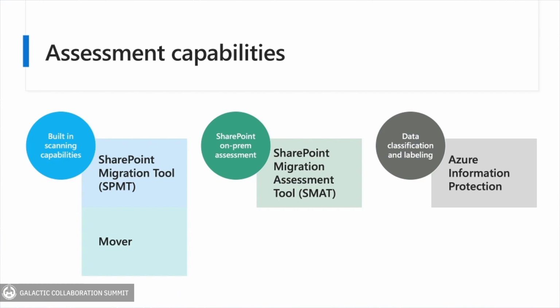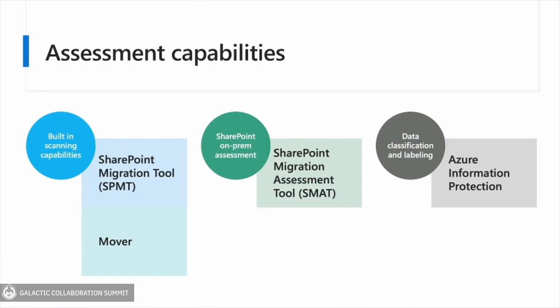So both the SharePoint Migration Tool and Mover have built-in scanning capabilities. And if you're migrating from a SharePoint on-premises environment, you can leverage the SharePoint Migration Assessment tool to get an in-depth assessment of your on-premises environment. Finally, as the on-prem content tends to grow organically with little governance, you can leverage the Azure Information Protection Scanning tool to help classify and add labels to your content before migrating.